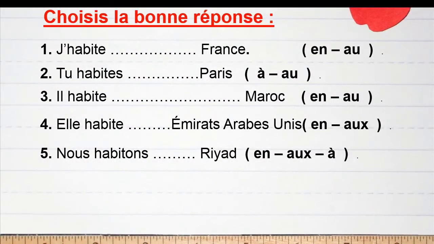So we make all of that as a revision, and also make a revision about something else, and make an activity in class with them. J'habite France, so the country is féminin. Paris is a city, so all the time it is à. Il habite Maroc, so the country is masculin, it is au. Émirats, donc c'est country pluriel, j'utilise aux. Nous habitons Riyad, c'est city, so I use à.